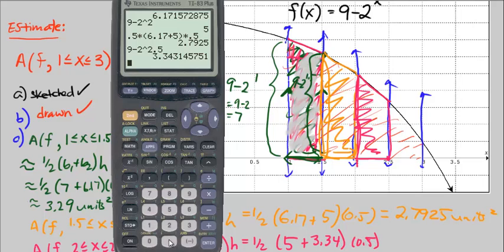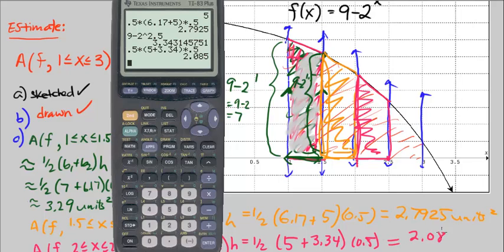So let's do that math. 0.5 is half, times 5 plus 3.34, close the parentheses, times 0.5. And that's 2.08. Let's round that to 2.09 units squared.